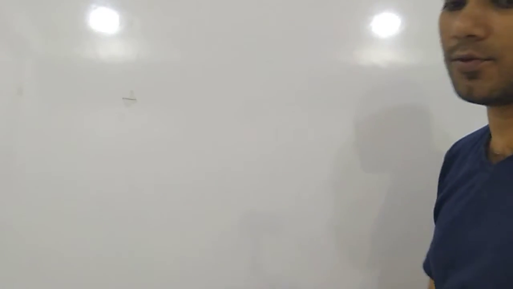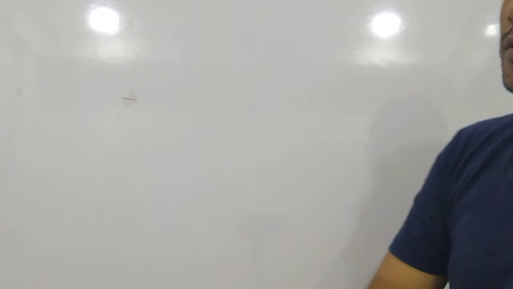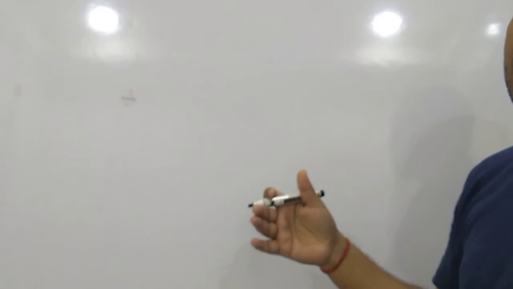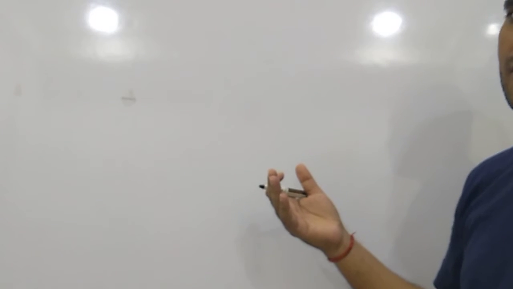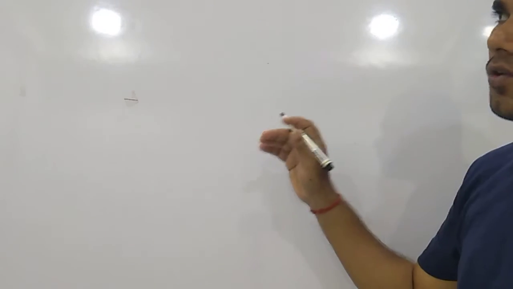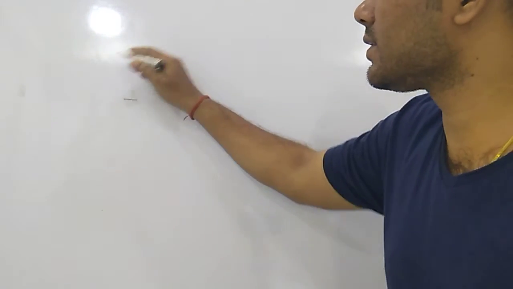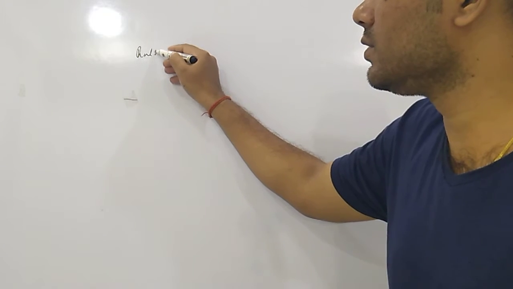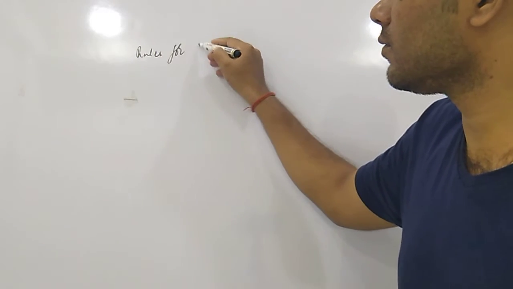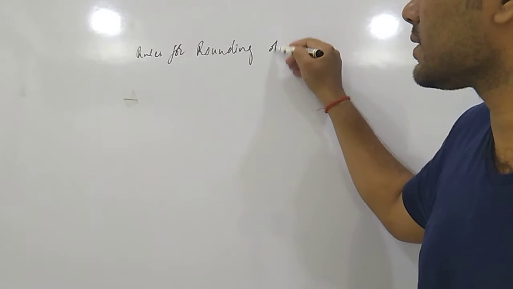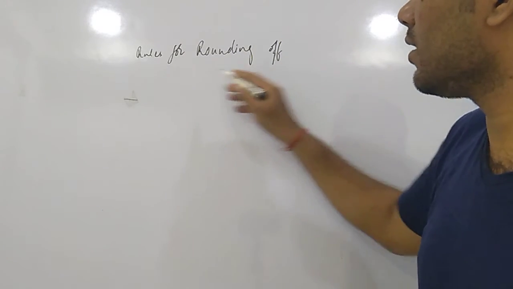So let us see what the rules of rounding off are. There are so many numbers, that is, significant figures, and you are going to reduce the digits. So how can we do rounding off? Firstly, try to understand this. Rules for rounding off, meaning you have to understand what rules for rounding off mean.